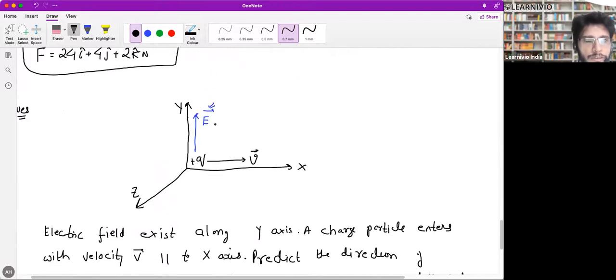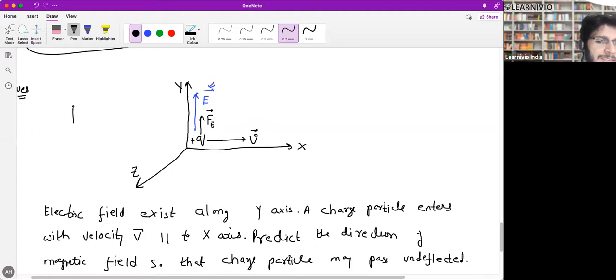Amalia, so this is the direction of field now. Now tell me, what should be the direction of force? The direction will be y-axis. Yes, it will be y-axis. Now, why will it be y-axis? Because the positive charge goes along the direction. Yes, because positive charge goes along the direction of electric field.